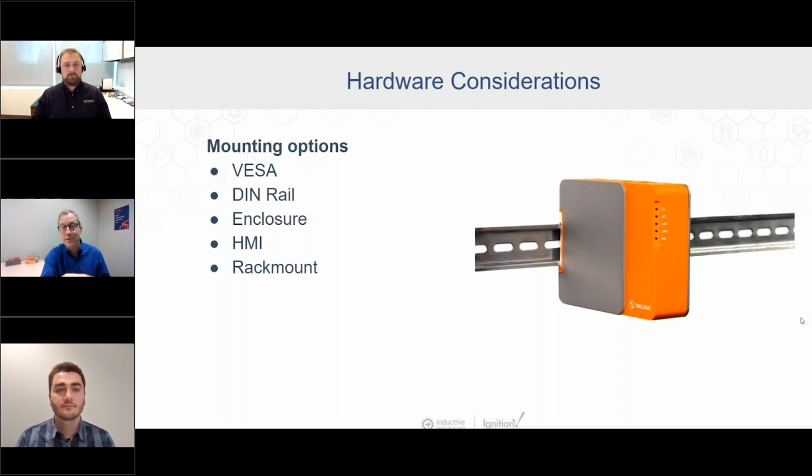HMIs are another thing to think about. Are you going to have your panel PC flush with the face of your enclosure? What does that mean in terms of access? All those things you need to think about ahead of time to make sure that you've got something that's not only usable, but also maintainable and supportable. And then finally, like Cole said, we do have some edge servers that have more processing power. You'll find those in a rack mount option, but the vast majority are going to be in your more traditional mounting options.